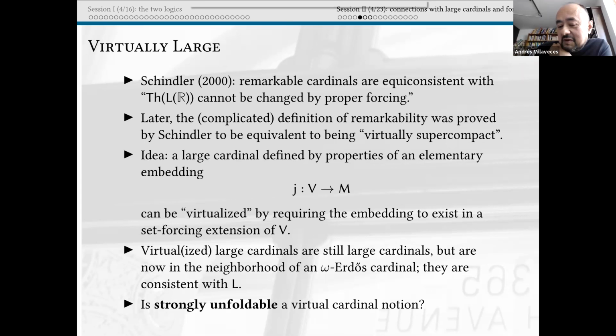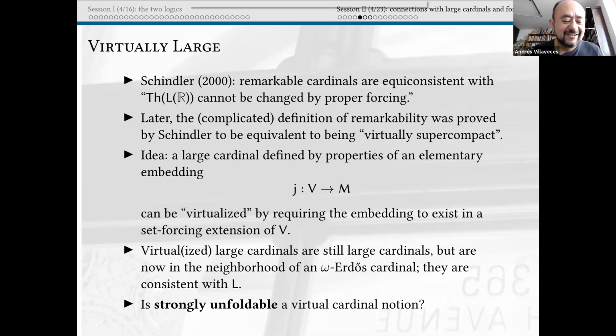I don't know, maybe Vika would know, or maybe somebody else would know. I don't know if it is the virtualization of something. I have the impression that they are very close to remarkable cardinals, but there are some subtle details about expansions and things. I just would like to know. So this is my first question for Vika, perhaps, or for people who know about virtual large cardinals. This is just out of pure curiosity. I have no further motivation to this.